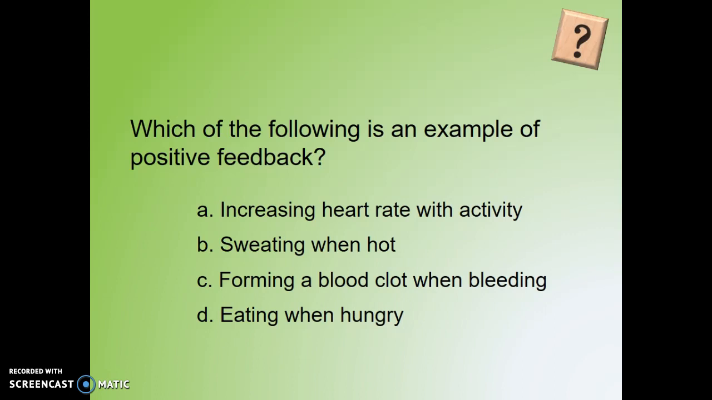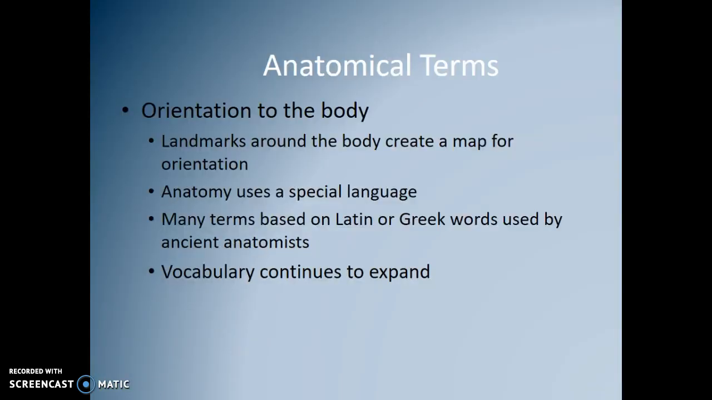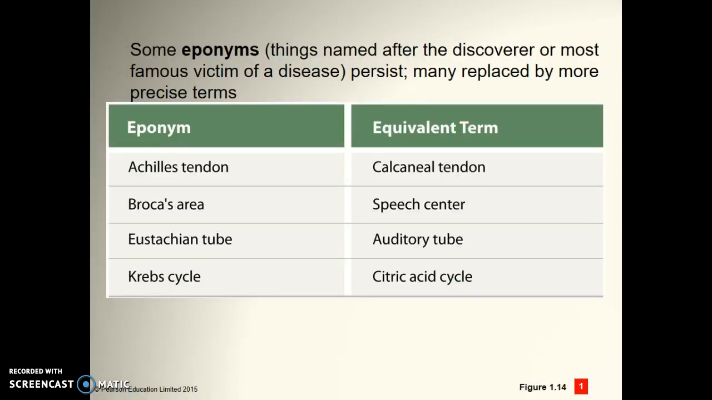Only forming a blood clot when bleeding is positive feedback. Anatomical terms are very important in anatomy and physiology. It helps you locate where you are in the body. Some of these words are based on Latin or Greek. It's a whole new vocabulary for you, and that's what Chapter 1's about. There's a lot of vocabulary in Chapter 1. There's nothing conceptually difficult, but it's a whole lot of new terminology that you need to know.